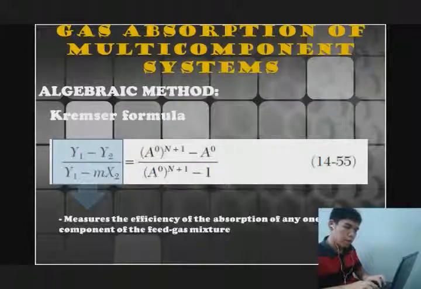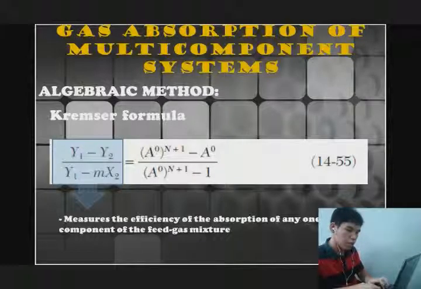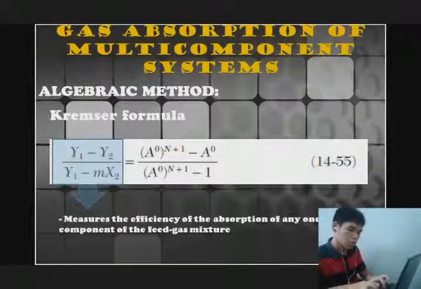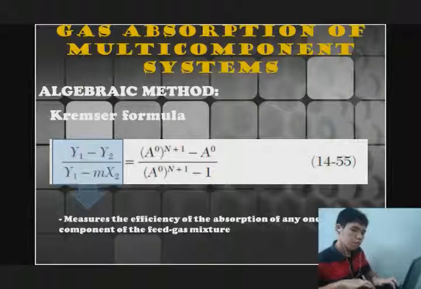The algebraic design method uses the Kremser formula in describing multi-component systems. The left-hand side of the equation represents the efficiency of absorption of any one component of the feed gas mixture. If the solvent oil is stripped of solute so that x sub 2 is equal to 0, the left-hand side is equal to the fractional absorption of the component from the rich feed gas.